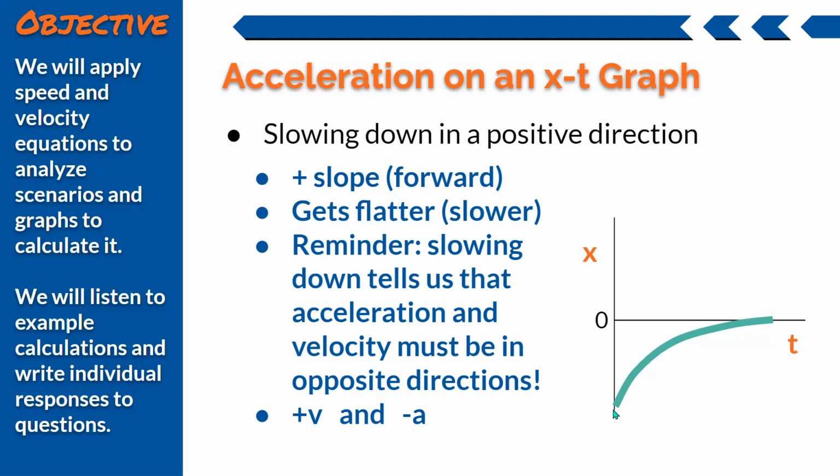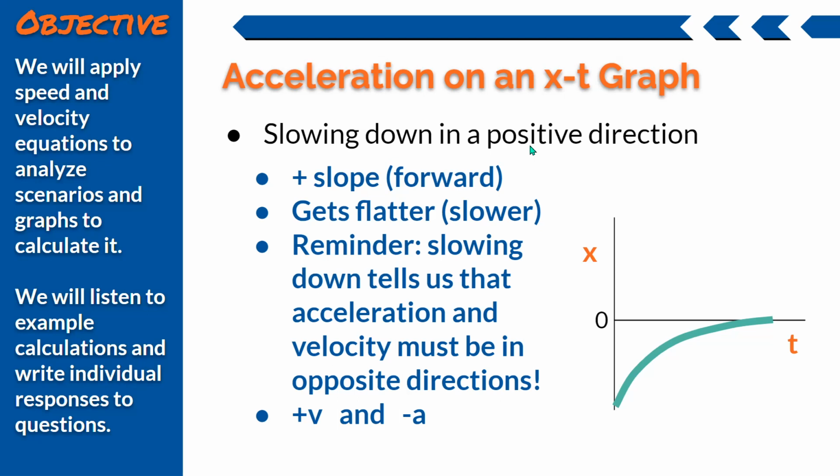An object that has a positive slope, so it's going in the positive direction, but that slope gets flatter and flatter because it slows down. Again, if I am slowing down, my acceleration's working against me. If I have positive velocity, I must have negative acceleration if I'm slowing down. So this is an example of something with positive velocity and negative acceleration. All right, so that's slowing down in a positive direction.